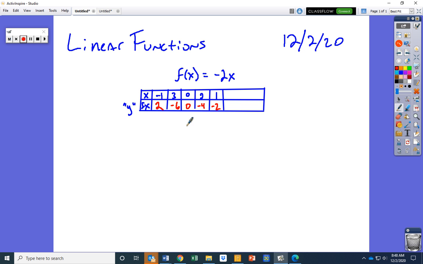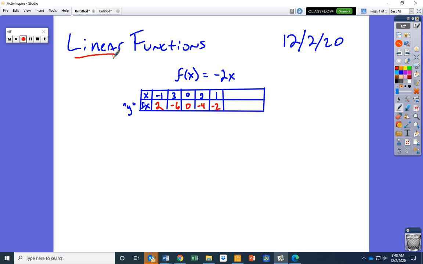Each one of these represents a point on the graph. Now, all of these are linear functions. And what does linear mean? That means that they are going to form a straight line when you graph them. All of the ones you do today are linear. If you come across one that does not form a straight line, you did something wrong in your calculations.